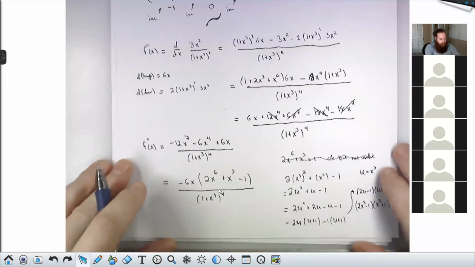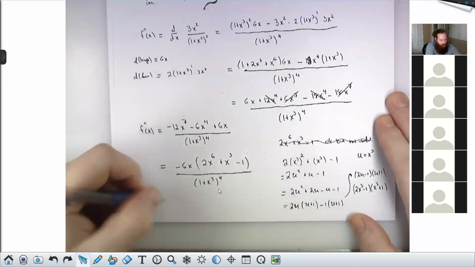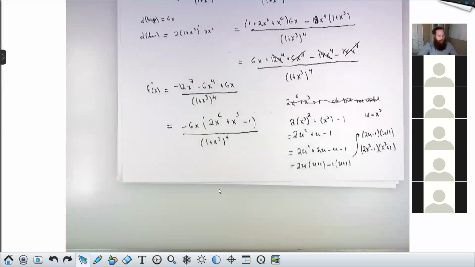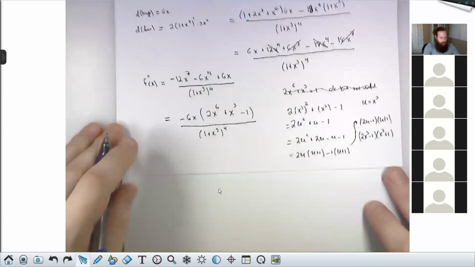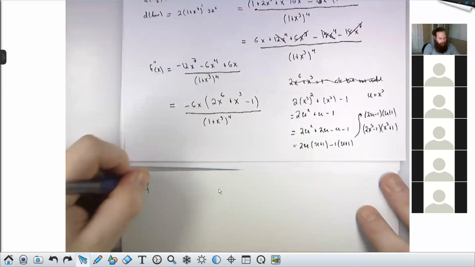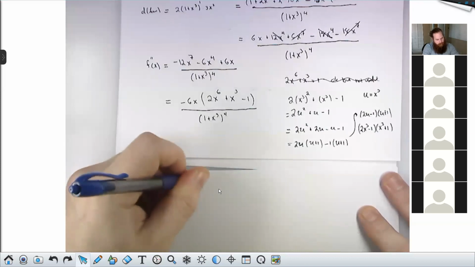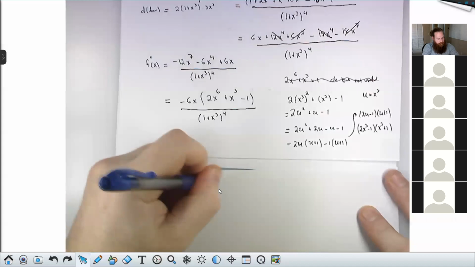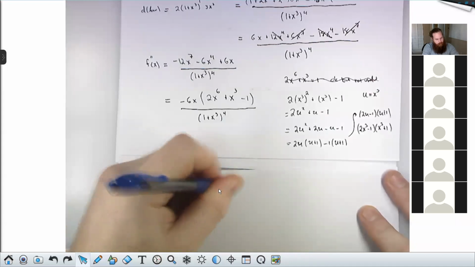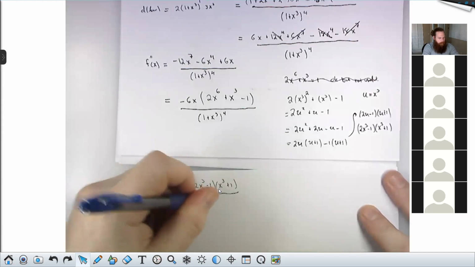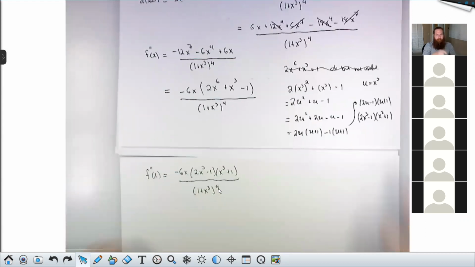So f double prime can be factored as, let's give ourselves some space to work here. So f double prime is -6x times (2x cubed minus 1) times (x cubed plus 1), all over (1 plus x cubed) to the 4.